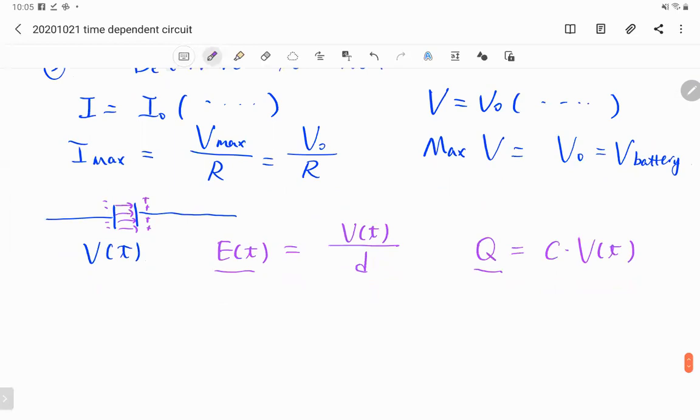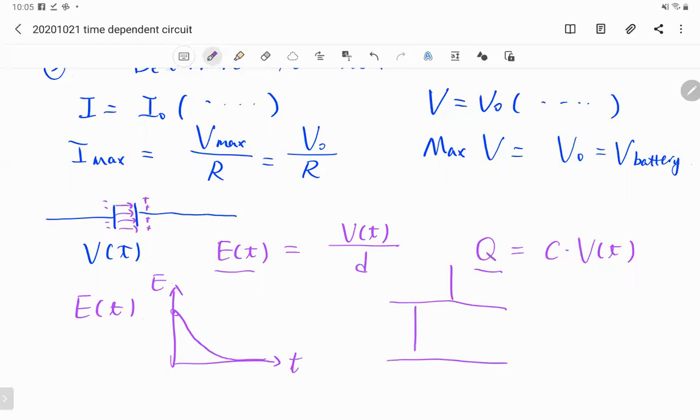Okay, then you will find that if the electric field is a function of time, suppose this is exponential decay, then we will have a question. Does the change of the electric field induce a magnetic field? The answer is yes. If we have a capacitor and the electric field is a function of time, then in the horizontal direction, there will be a circular induced magnetic field.